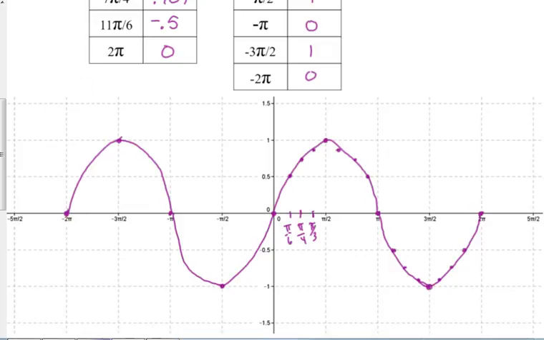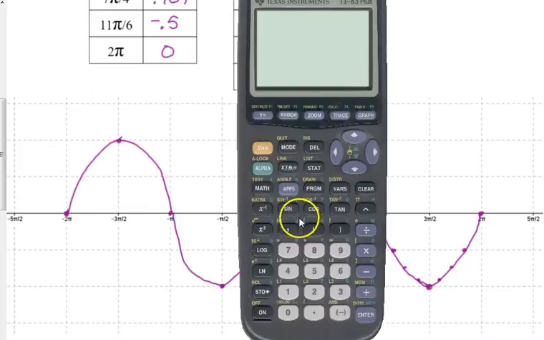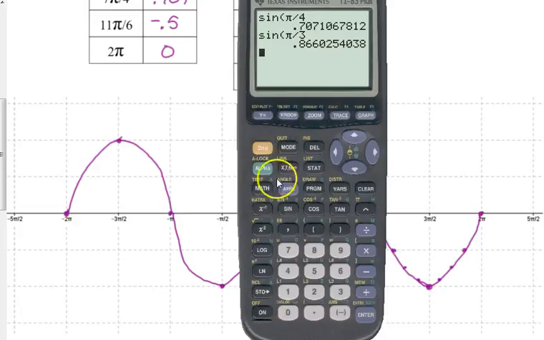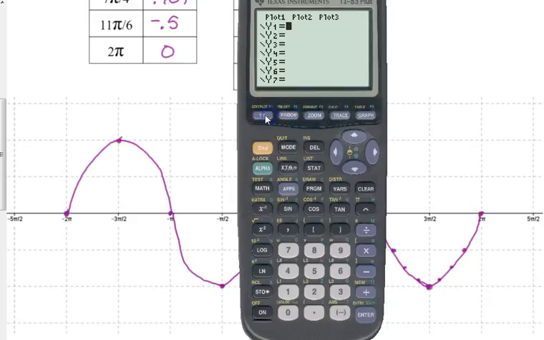Now let me show you on the calculator. If you were to graph this, you need to make sure that you're in radian mode, which you should already be in because that's what you're using to fill in the table. All you have to do is fill in the sine of x. However, before you press graph, we need to fix the window because this window is not going to cut it for us.